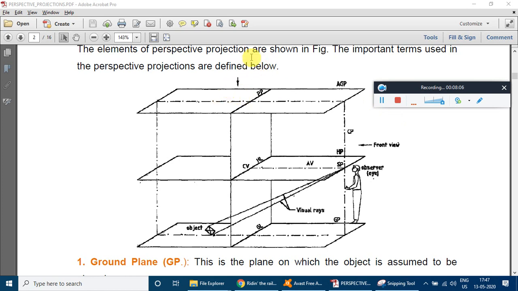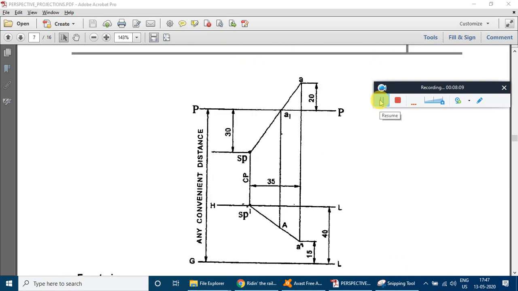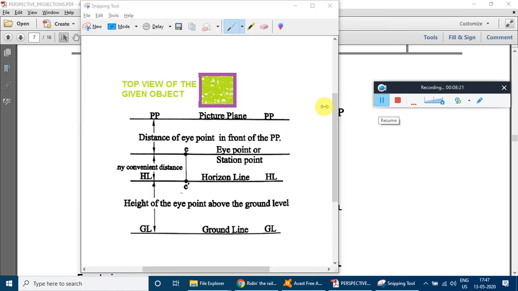20 mm behind the VP means you should fix the point or the object above the picture plane. If it is stated behind, you are supposed to draw above the picture plane. If it is stated in front, you are supposed to draw below the picture plane. For the ground line, if they have stated above, you are supposed to draw here.